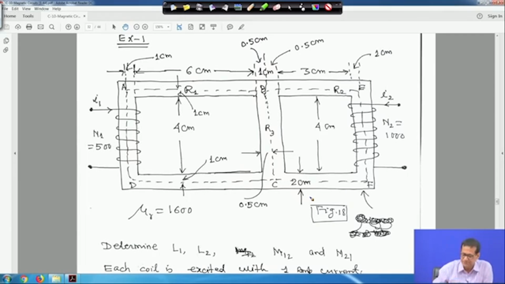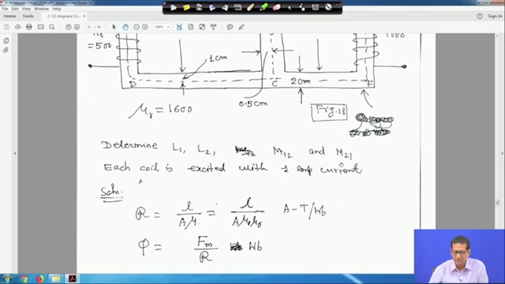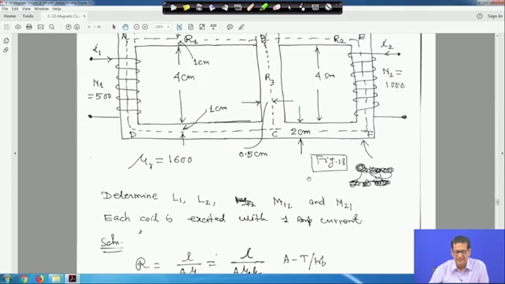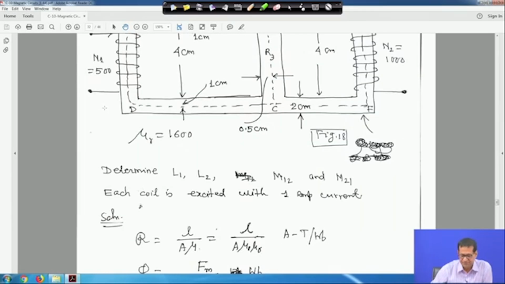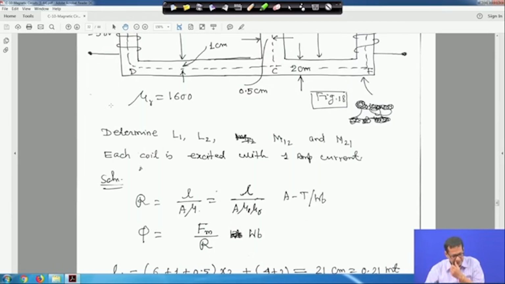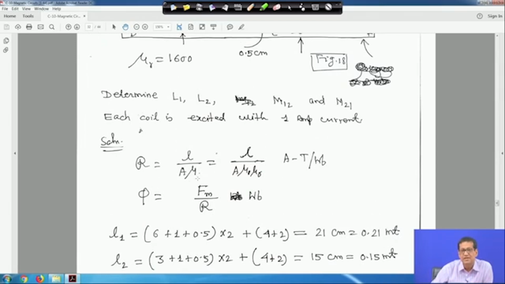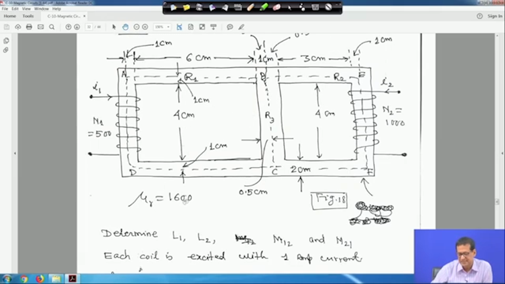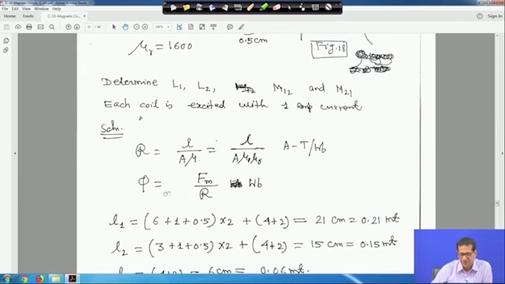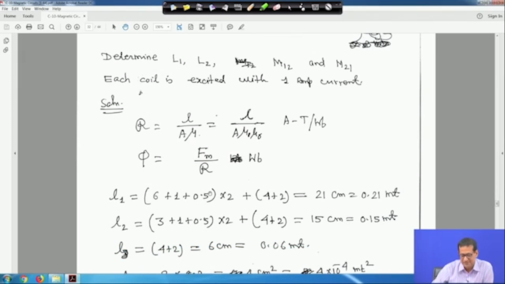So you have to find out, this is figure 18: L1, L2, M12 and M21, each coil excited with 1 ampere current. First we will see that coil 1 is excited with 1 ampere current. Now we know the reluctance is equal to L upon A mu, that is L upon A mu 0 mu r, ampere turns per Weber. Mu r is given as 1600 for this same material, and we know phi is equal to Fm by R, like we find V by R for current, similarly phi is equal to Fm by R Weber. Now there are three different paths.